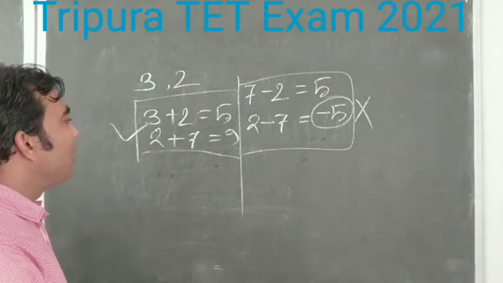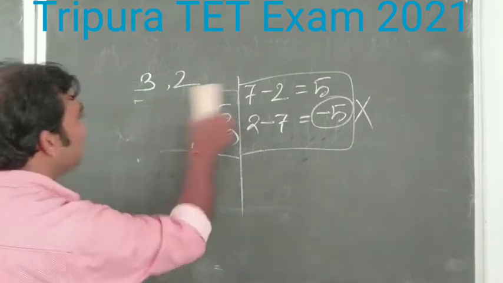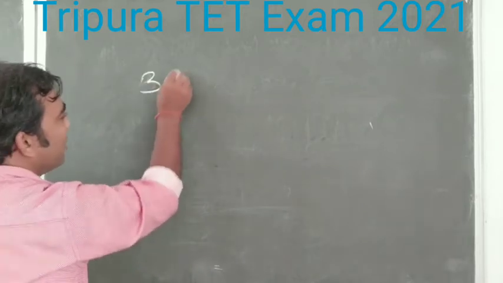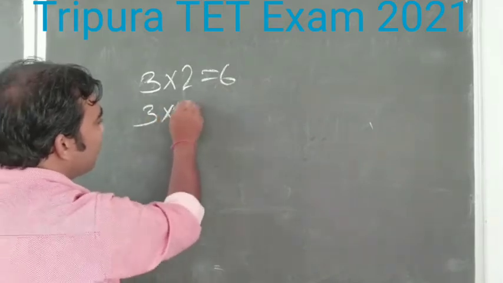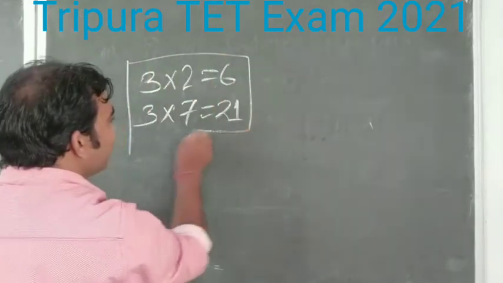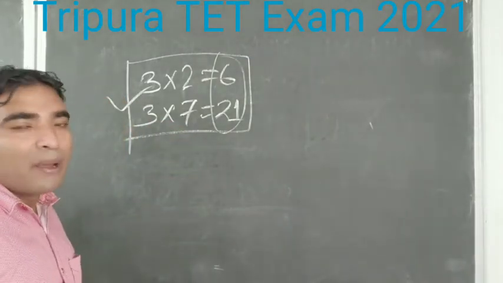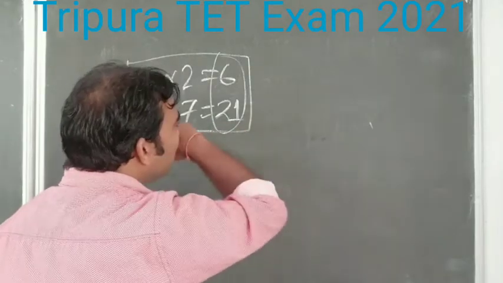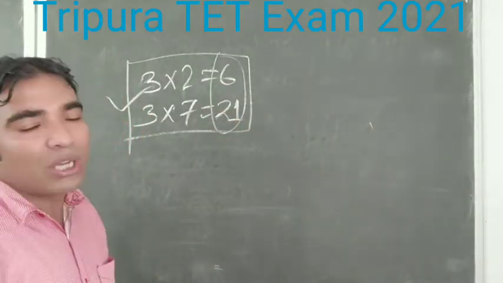Similarly, we can talk about multiplication. Now we will see what happens in case of multiplication. If we multiply any two natural numbers, 3 into 2 equals 6, or 3 into 7 equals 21. So whenever we multiply any two natural numbers, we get one more natural number. So natural numbers are closed under multiplication. Similarly, now we will talk about whole numbers. What happens in case of whole numbers? Same, whole numbers are closed under multiplication.